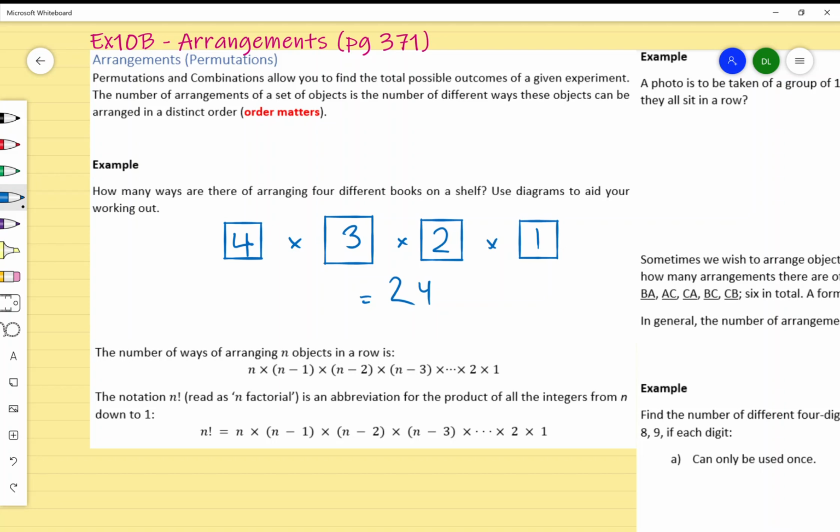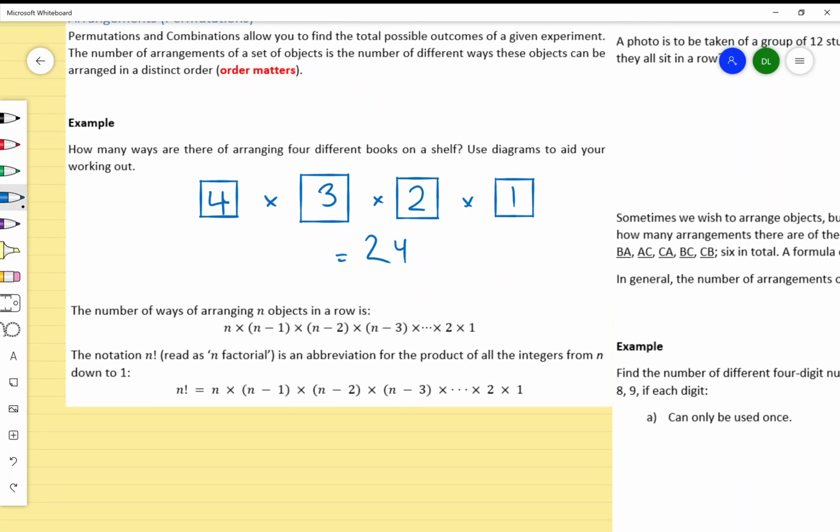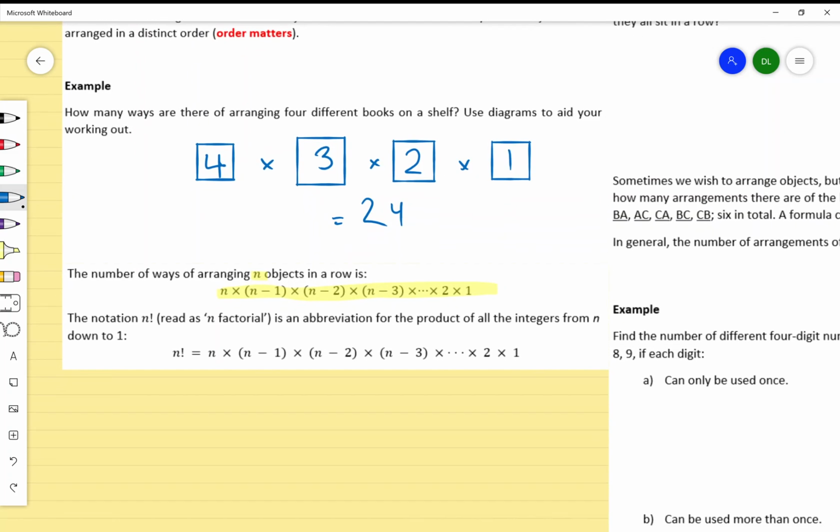Now, you probably would have noticed that we are going down one by one. The number of ways of arranging n objects in a row is this formula here, where n is the number of objects. Now, every time we go down or go to the right, we take away the value of 1. We write this as n factorial.